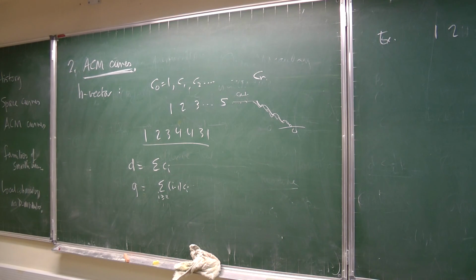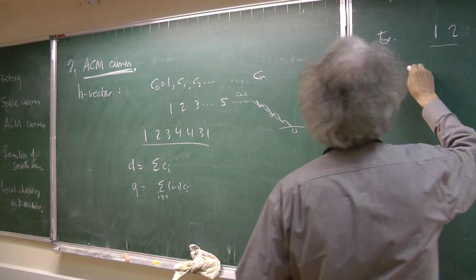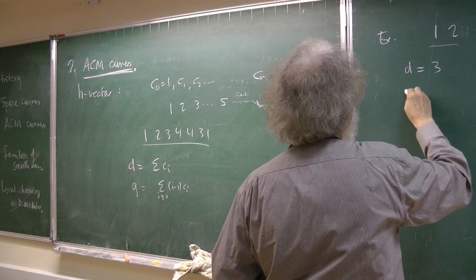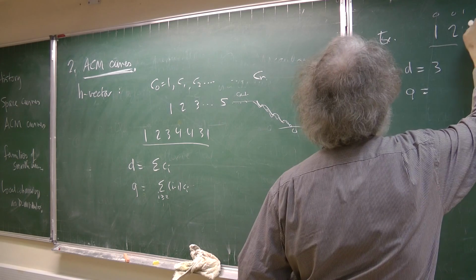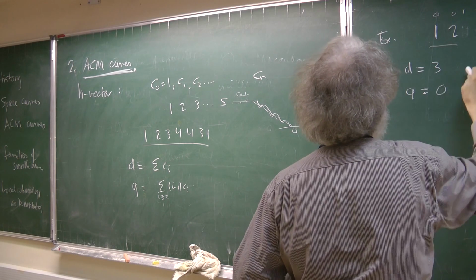My colleague David Eisenbud at Berkeley has this weekly seminar. There's always some kind of algebraic geometry every week. And one of his requirements is that every talk should mention the twisted cubic curve sometime. So you look at this H vector, the degree is equal to 3, and the genus you get by taking 0, 0, and then 1, 2, 3 times these entries. So the genus is 0. This is a twisted cubic curve.